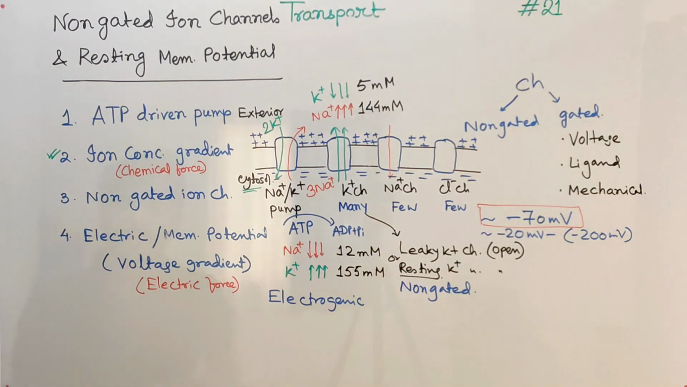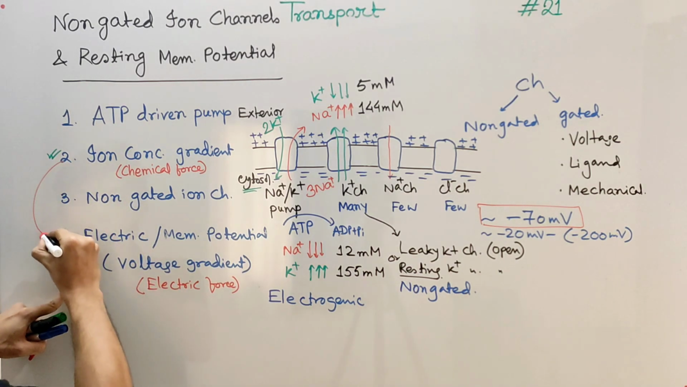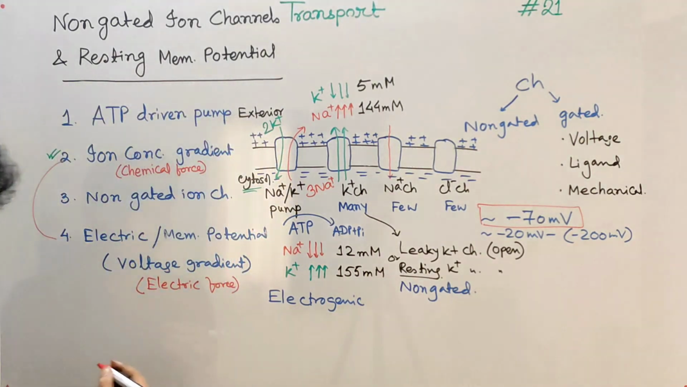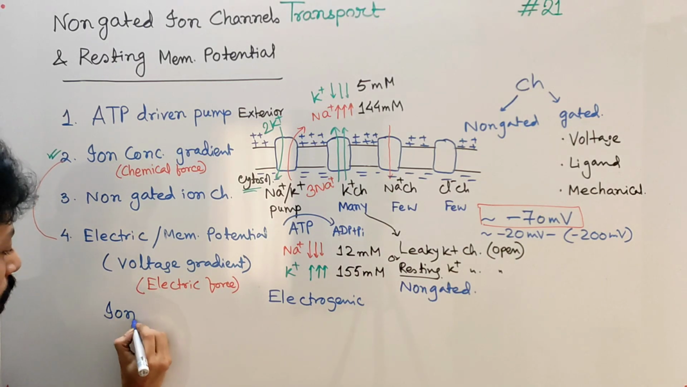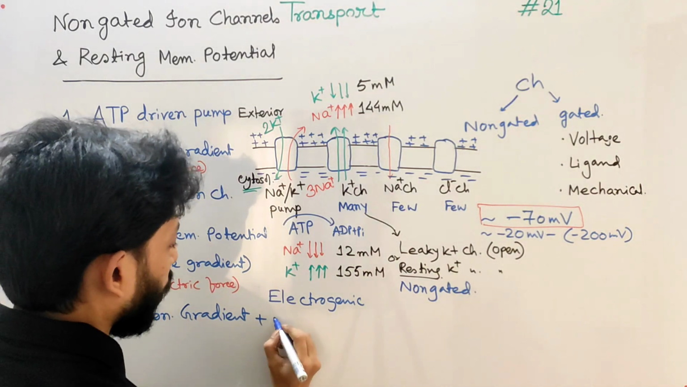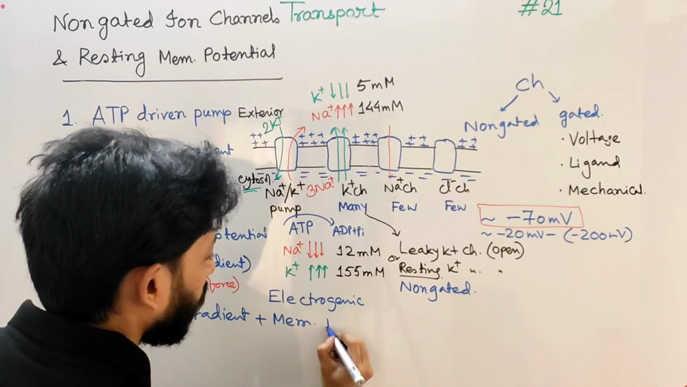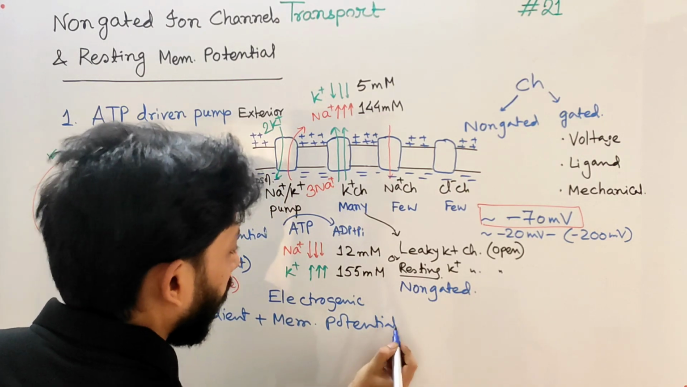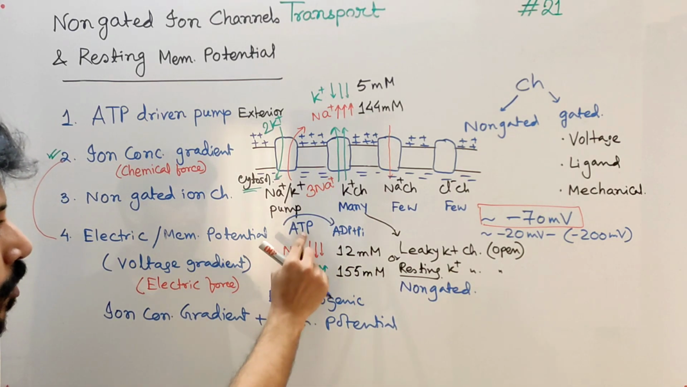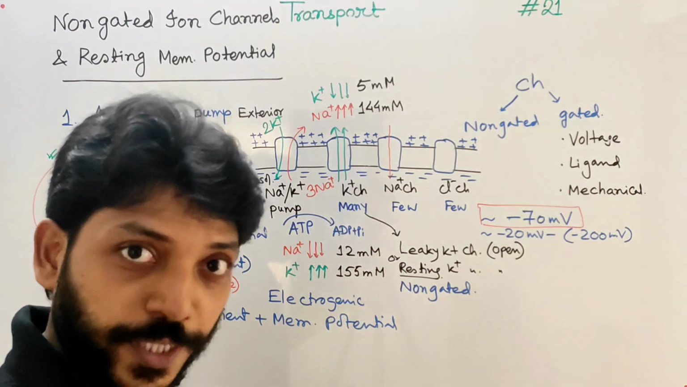Now one thing I want to mention here, this ion concentration gradient we call the chemical force, and this electric membrane potential is the electric force. Both these two factors, when combined, are called the electrochemical gradient. So when the ion concentration gradient and the membrane potential work together, as in the case of sodium and potassium ions, as you can see, there is an ion concentration gradient and there is also a membrane potential present.